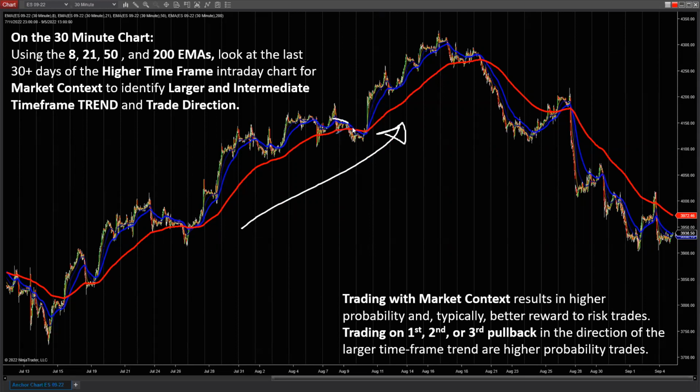If like in here, okay, you can focus on shorts in there. Notice that the 8 is below the 21, is below the 50. Same thing in here. You could possibly start looking at shorts in there, but don't overstay your welcome, because that larger time frame trend can kick in.